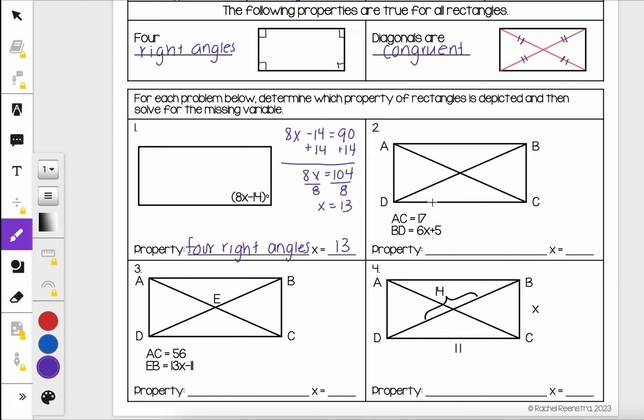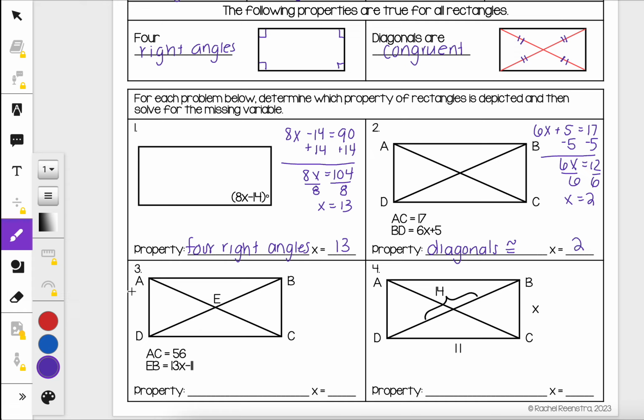Now, for number two, it's giving me information about AC, which is one of my diagonals, and BD, which is my other diagonal. So I'm probably using that property, diagonals are congruent. And I'm just going to abbreviate that there. So I can set 6x plus 5 equal to 17. Subtract 5 from both sides, and 6x equals 12. So x equals 2.